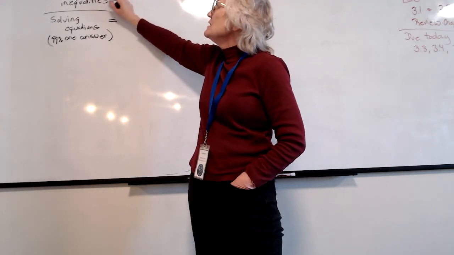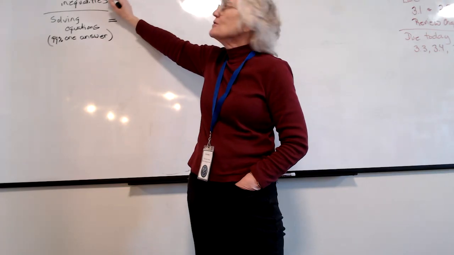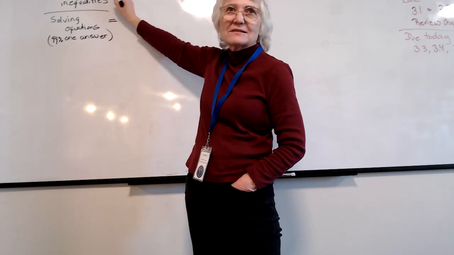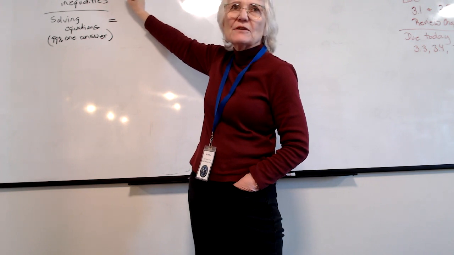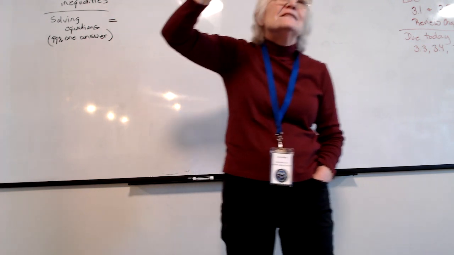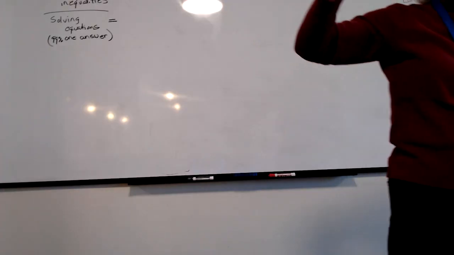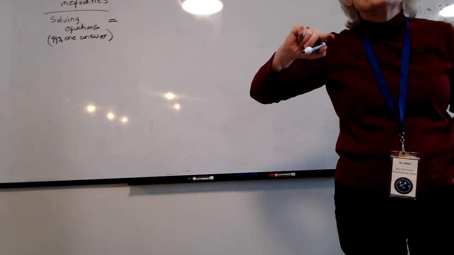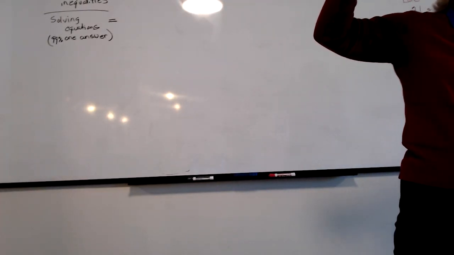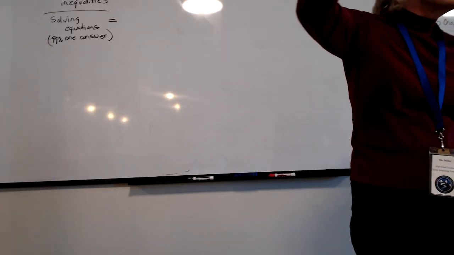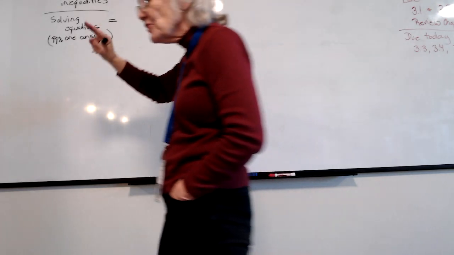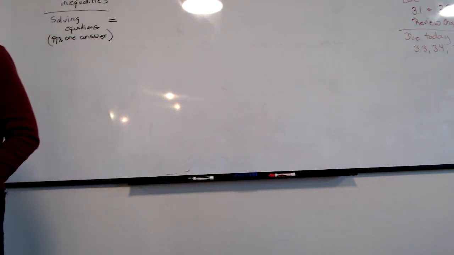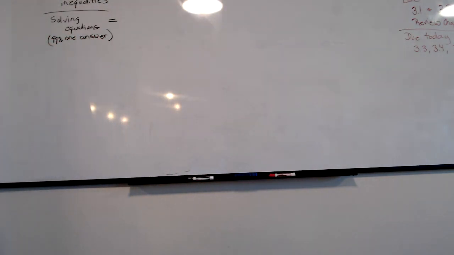It always points to the smaller. So this one's greater and this one's less. This one is less, that one's greater, because the little point goes to the smaller one. Now that's how I remember it. I know there's the alligator. The alligator eats the bigger one, okay? You can use that too. I don't care how you remember, just have a way of remembering what that stands for, okay?